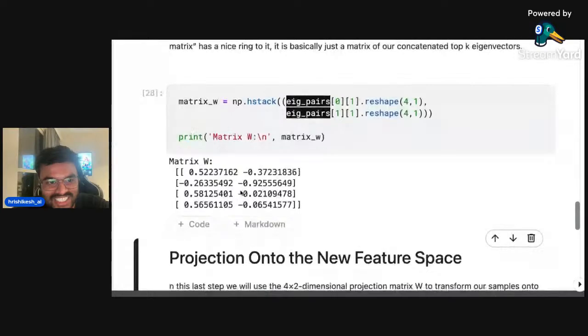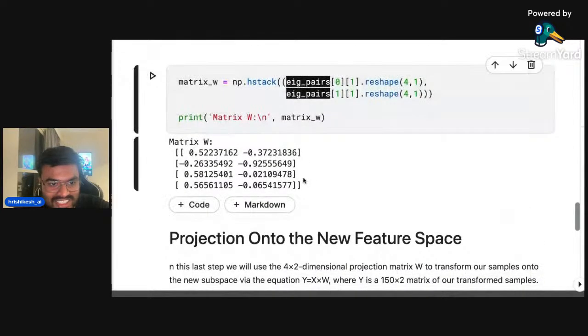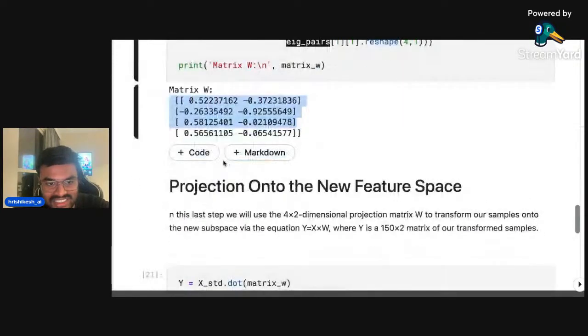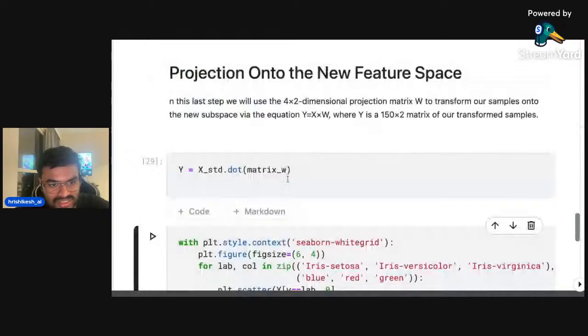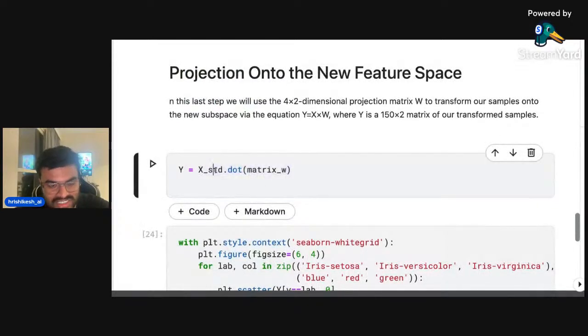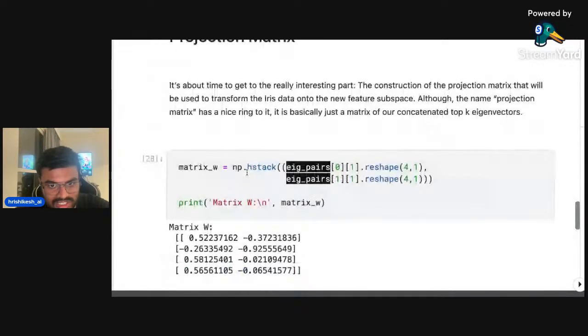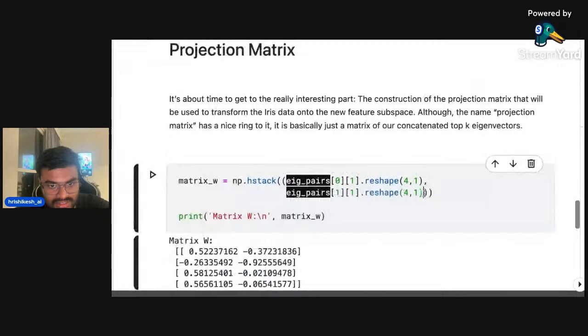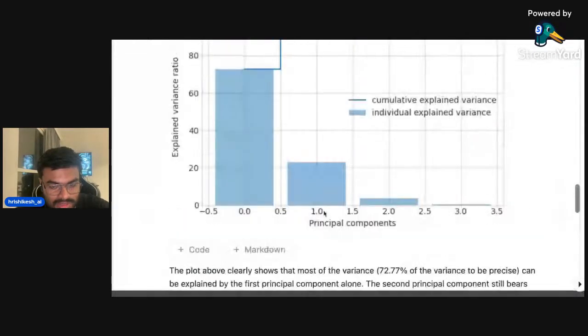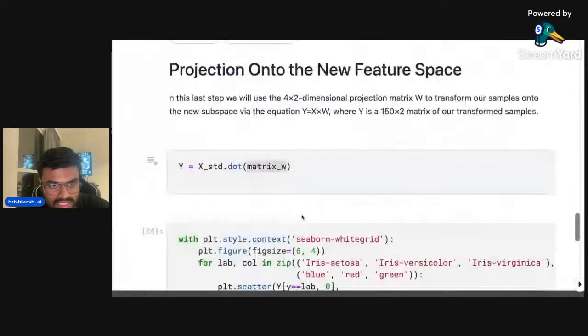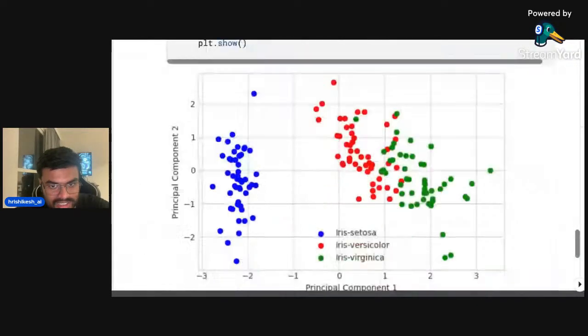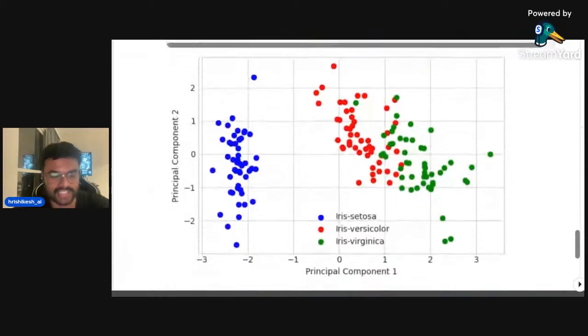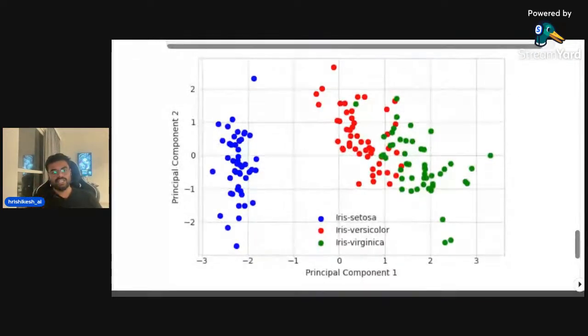So yeah, here we got the matrix of that shape, and here we just do a dot product with the two matrices, the one which is standardized and the second one which is the matrix that we just did here for the two principal components. Okay, and now we'll just print in two dimensions principal component 1 and principal component 2.